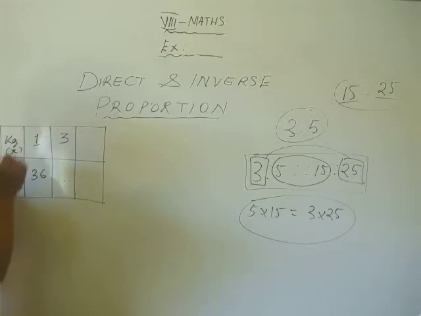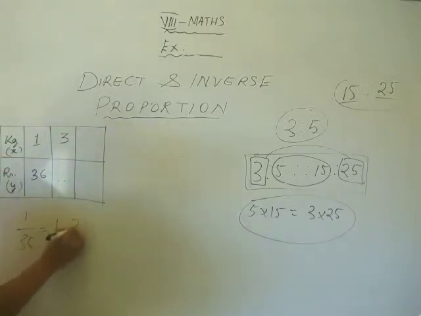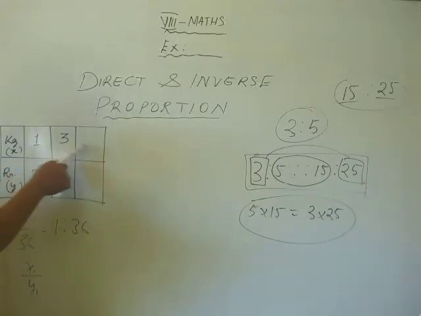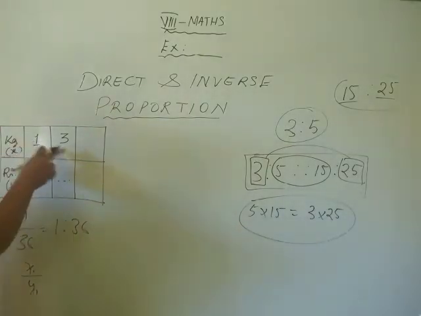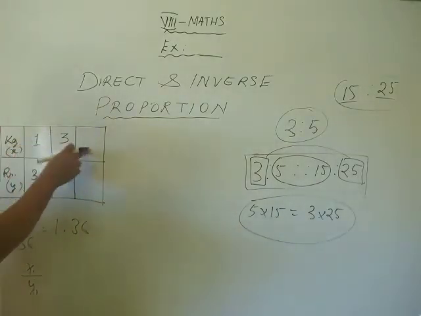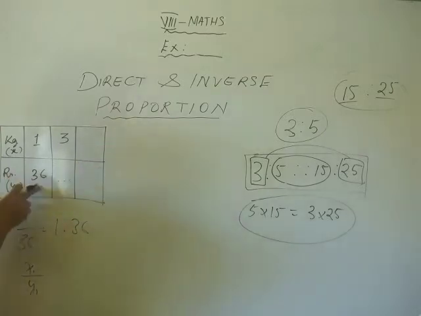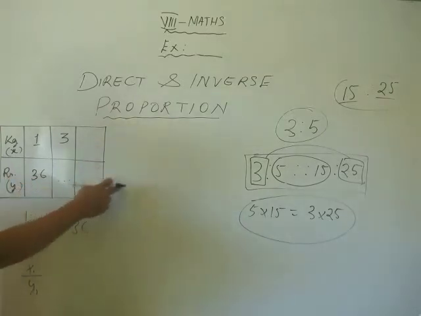Okay. So here 1 by 36 is in the form of a 1:36 ratio, isn't it? So that means x1 and y1. Let us count the columns: 1, 2, 3, 4. Column x1, column x2, column x3, x4, x5, and column y1, column y2, y3, y4, y5.